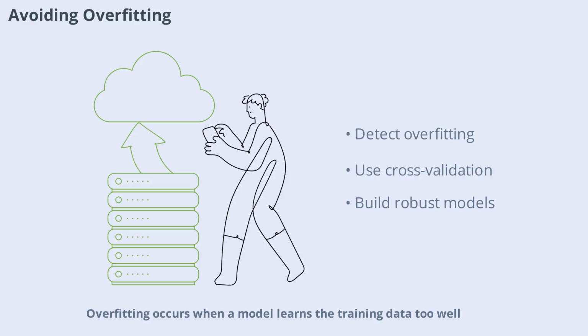Overfitting occurs when a model learns the training data too well, capturing noise instead of the underlying pattern. This leads to poor performance on new data.